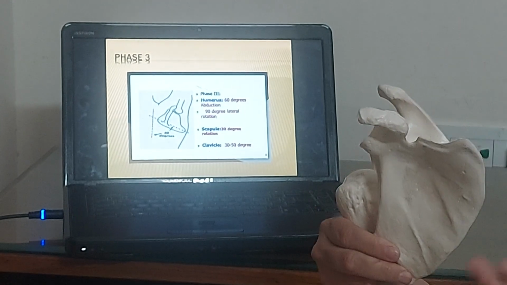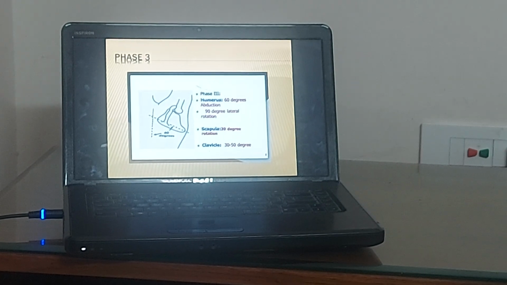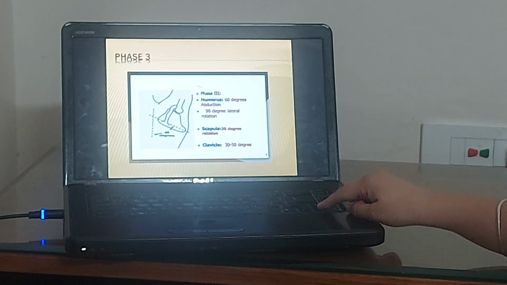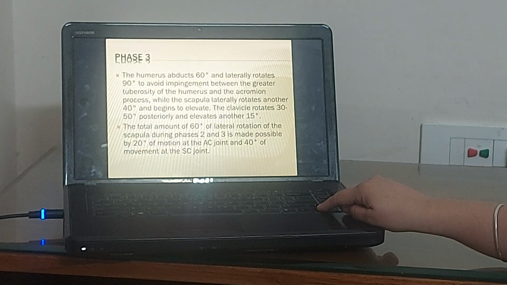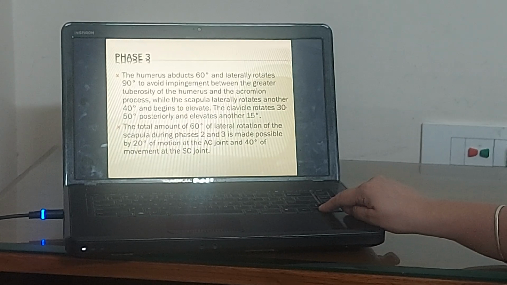The clavicle has gone into 50 to 55 degrees of posterior rotation. So this is the final thing which has happened. The humerus abducts another 60 degrees, with lateral rotation of 90 degrees to avoid impingement between the greater tuberosity of the humerus and the acromion process, and the scapula laterally rotates another 40 degrees and the clavicle rotates 30 to 50 degrees posteriorly, and elevation still continues at 15 degrees.